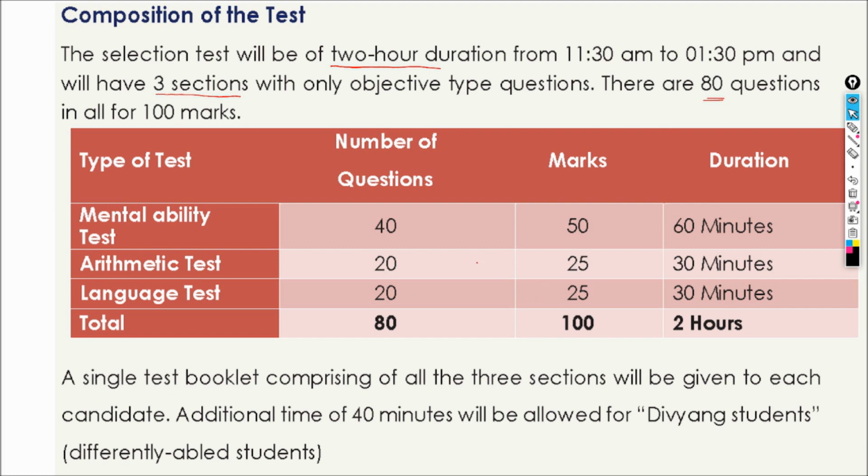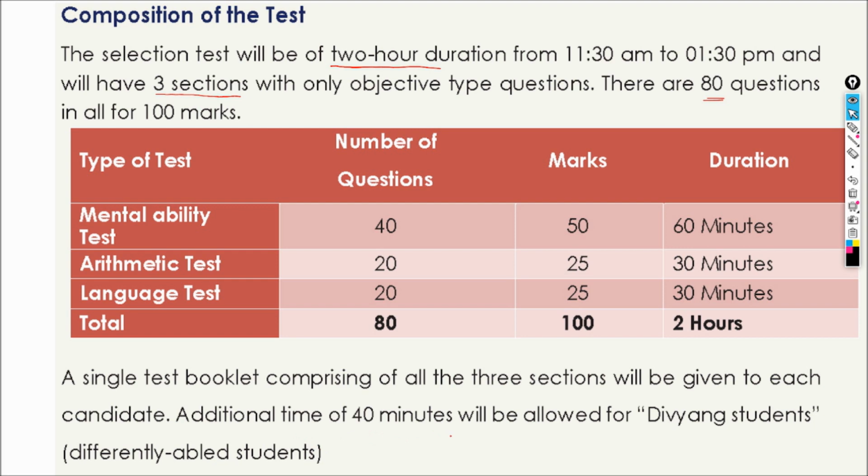In this way, for mental ability, 40 questions, arithmetic test, 20 questions, and language test, 20. So the total will be 80 questions. And if we see the marks, that's 50 plus 25 plus 25, that is 100. The duration will be 60 minutes plus 60 minutes, which means 120 minutes, which means 2 hours. A single test booklet comprising all the 3 sections will be given to each candidate. Only one single test booklet will be given to the student.